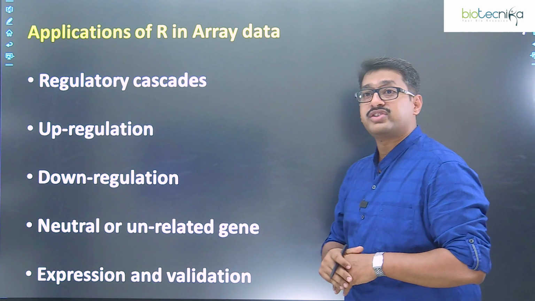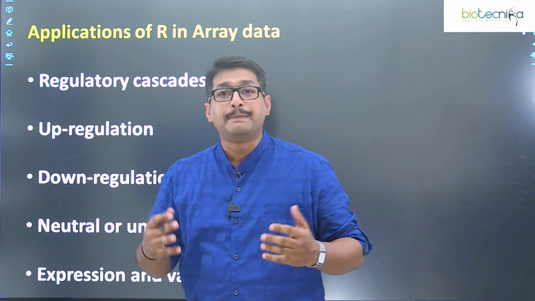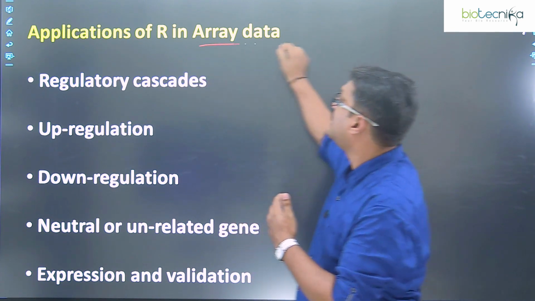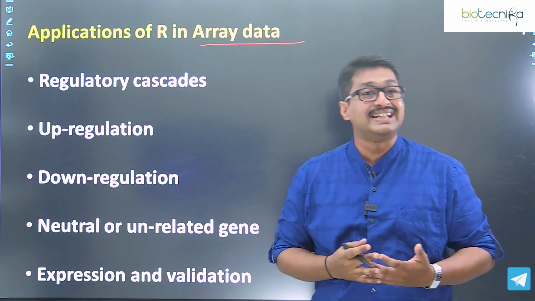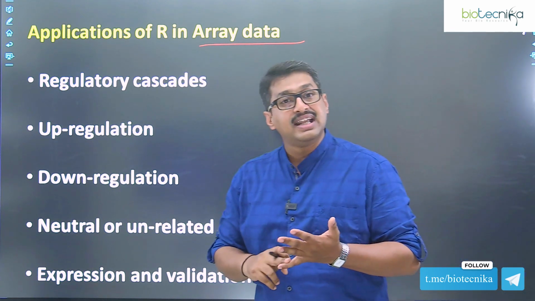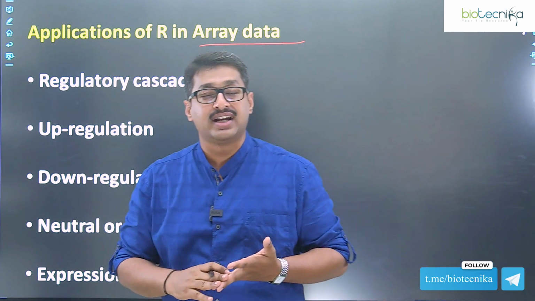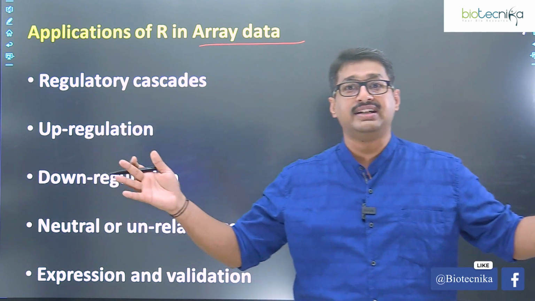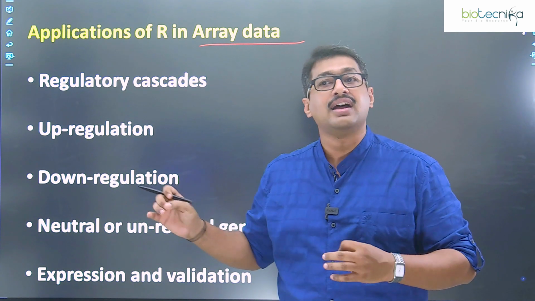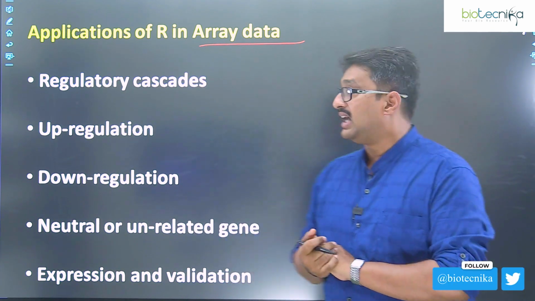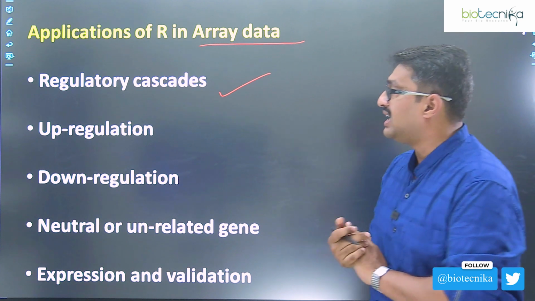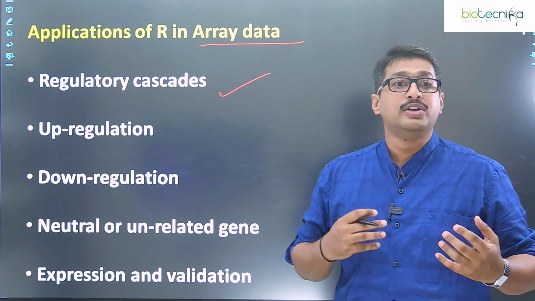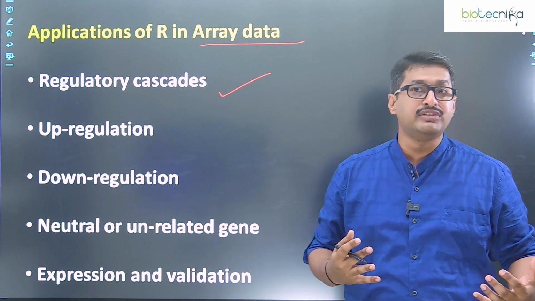Now, as I was trying to make you understand, the application of R could be a huge component of your RNA or your array data. It could be an RNA array, a DNA array, or a protein array. Any of these arrays will have a huge amount of data. Analyzing this using R becomes very, very easy. This will help us in understanding the regulatory cascades, and it will also make us understand the upregulation or downregulation of the genes.